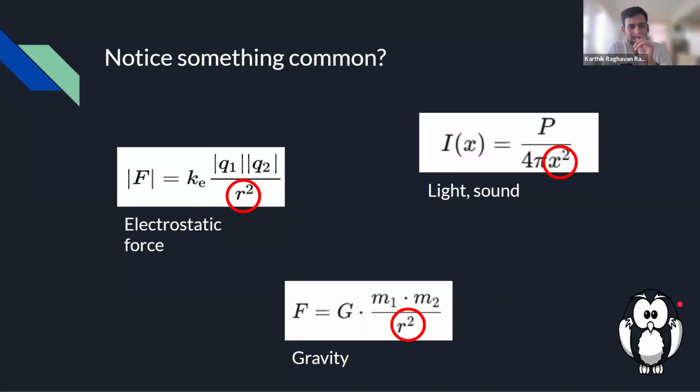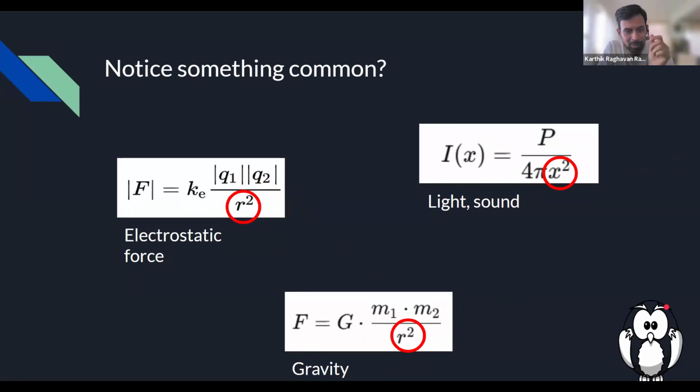And honestly, if you ask me, each commonality is probably worth sitting down for a discussion for half an hour to understand why they are common. The context of today's talk is the fact that all of these have distance squared in the denominator. So r squared, x squared, right?